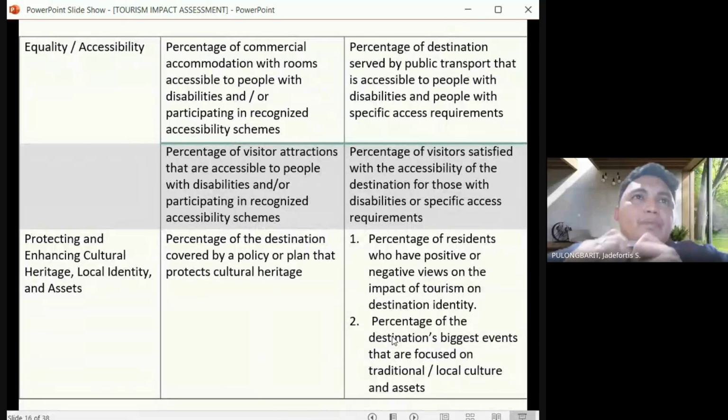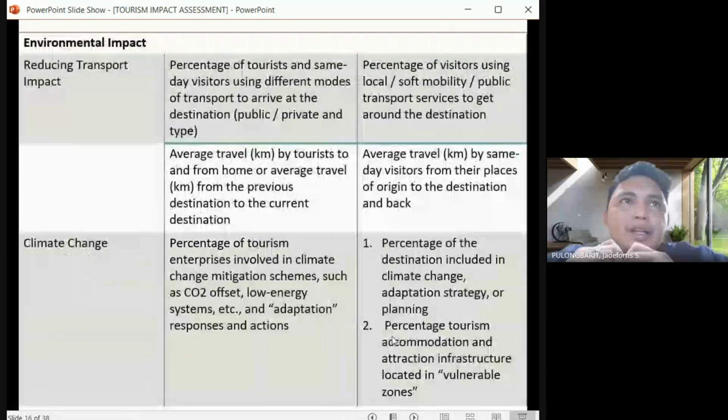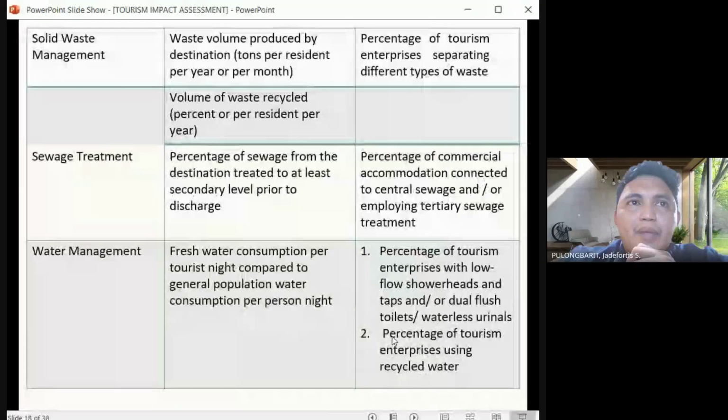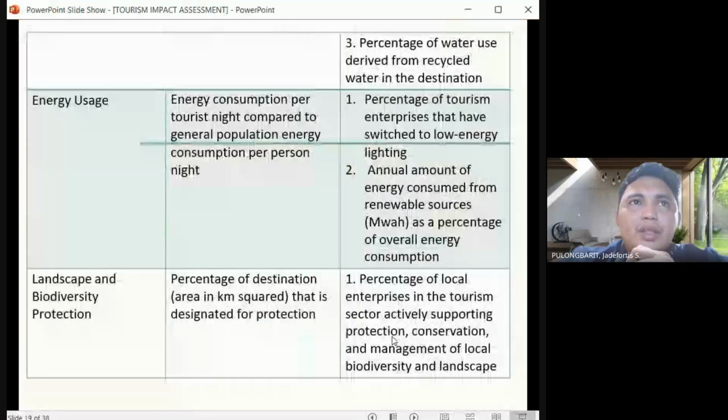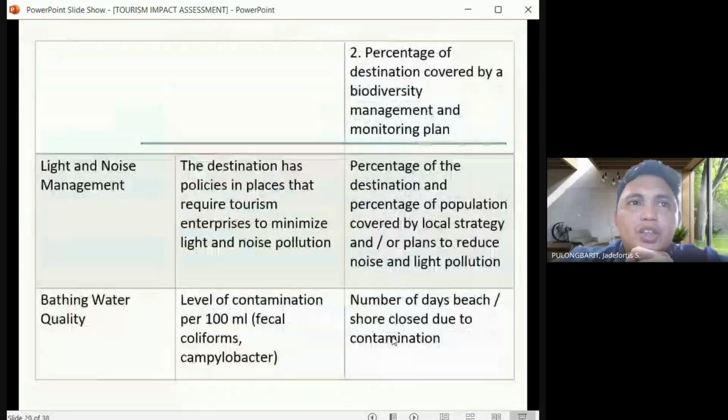For environmental impact assessment, the criteria for assessment based on ETIS are reducing transport impacts, climate change, solid waste management, sewage treatment, water management, energy usage, landscape and biodiversity protection, light and noise management, and bathing water quality.